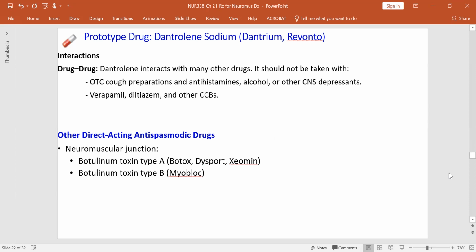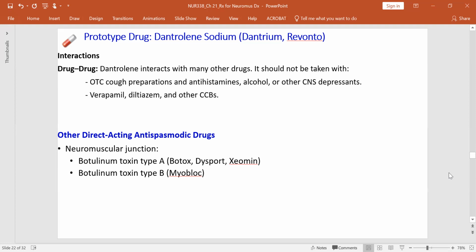So drug-drug interaction: dantrolene interacts with many other drugs. It should not be taken with OTC cough preparations and antihistamines, alcohol, or other CNS depressants. Verapamil and diltiazem are both CCB drugs. Verapamil, diltiazem, and other calcium channel blockers taken with dantrolene may increase the risk of ventricular fibrillation, VFib, and cardiovascular collapse.